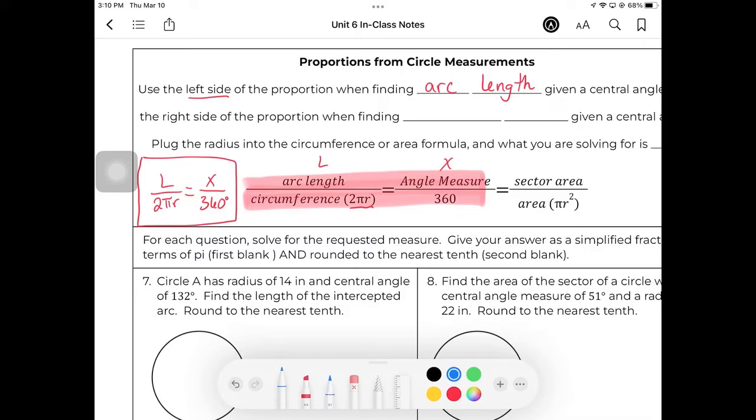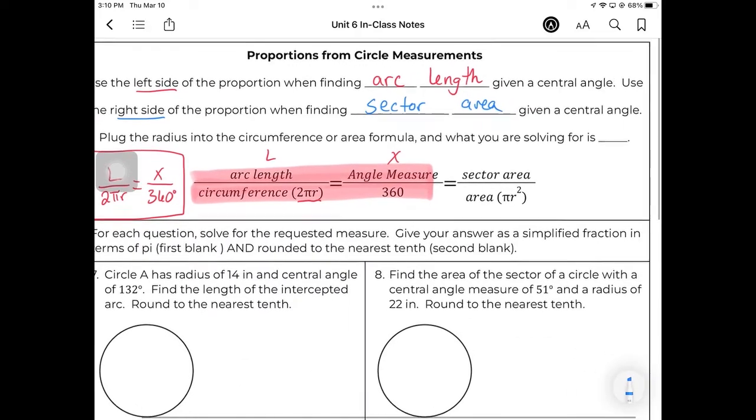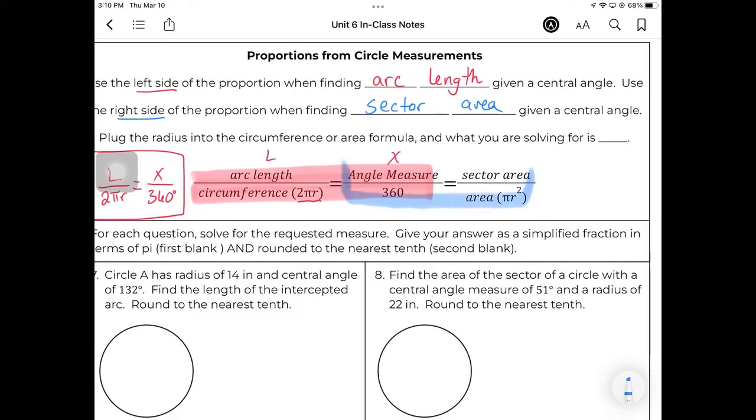But if we are looking for the area of a sector, or sector area, we're going to be using the right side. We're still using that middle portion, where they overlap, but we're using that part of the proportion to find our sector area. So again, I'm going to write a more simplified version of just that right side. Our sector area out of the full area, pi r squared, has to equal x out of 360 as well.